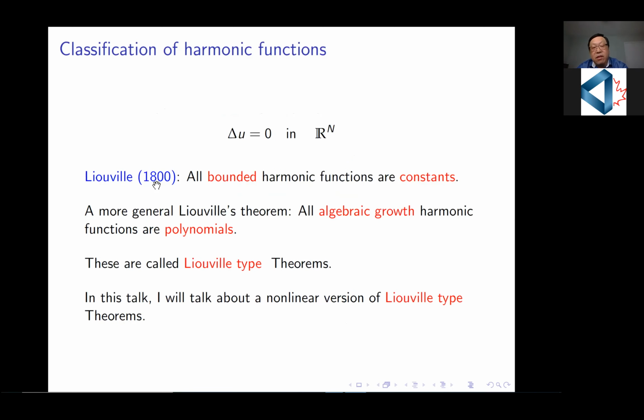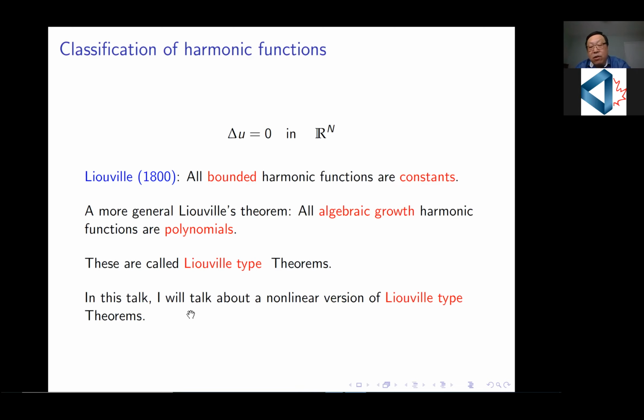In 1800s, Liouville proved a very fundamental theorem. It says all bounded harmonic functions are constant. So this may be the first classification of harmonic functions. A more general Liouville type theorem, which was proved, I think, in the last 40 years, says algebraic growth harmonic functions are polynomials. So this is another type of Liouville theorem. These are called Liouville type theorems.